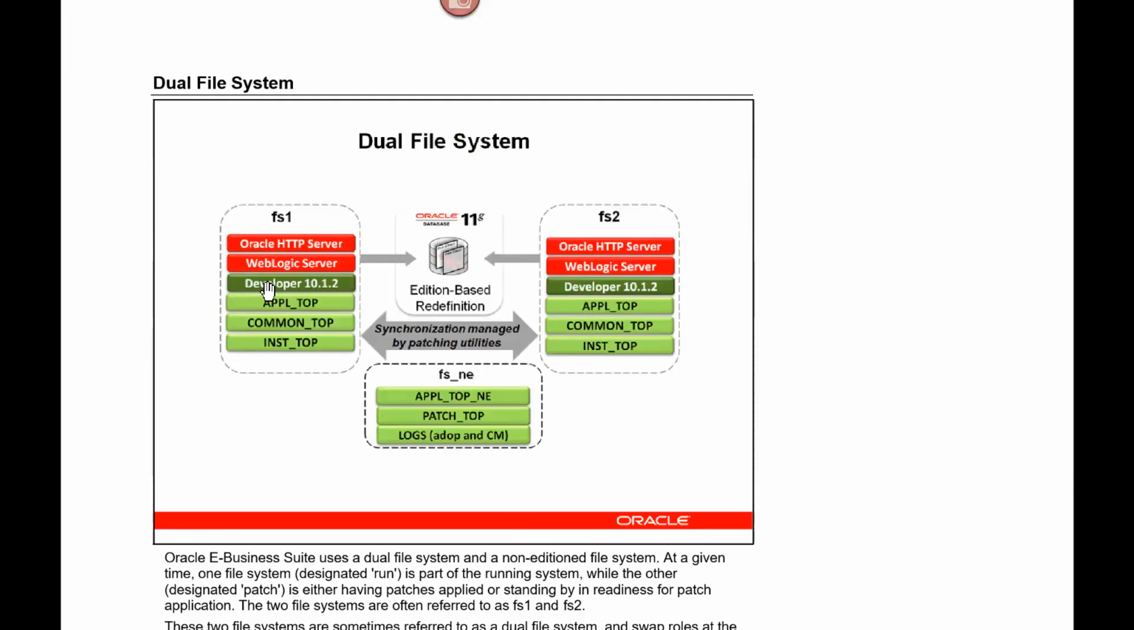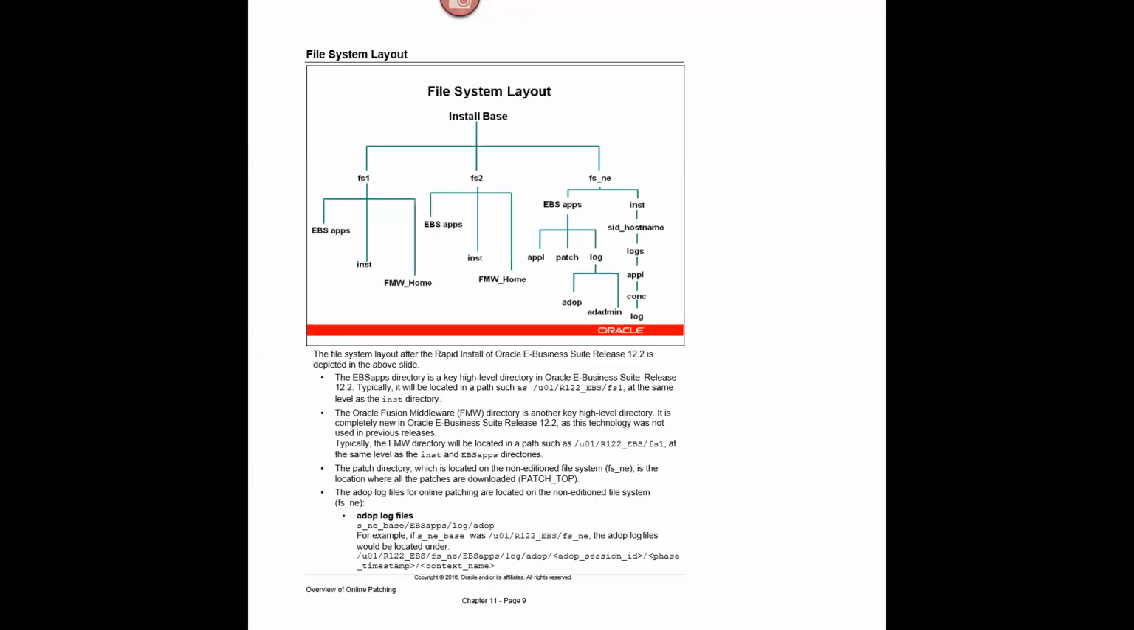So in the dual file system, we have FS1, FS2, and FSNE, where all the log files are. They are synchronously managed by patching utilities, and in between we have the database, where we cannot have two databases. The database is always one, but they are using edition-based redefinition. What is it? We'll be seeing in the coming slides.